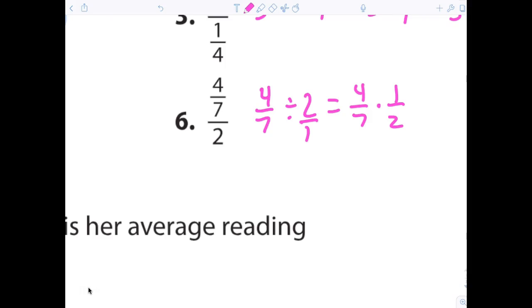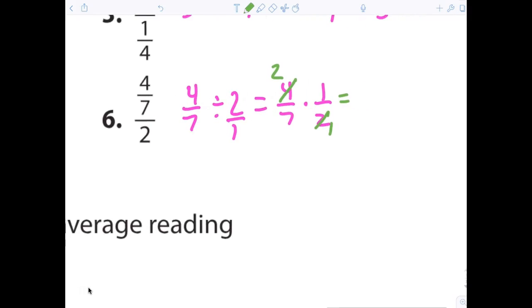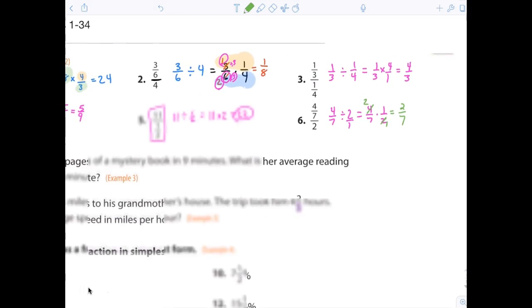Now what can I reduce, please? 4. Yes, you can reduce the 4 and the 2. So let's everybody make sure you're doing that. That becomes a 2. That becomes a 1. So what does that equal, please? Yes, it would be 2/7. That's your answer. Okay?